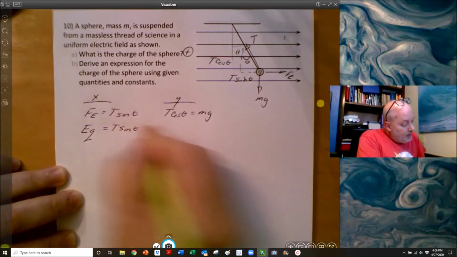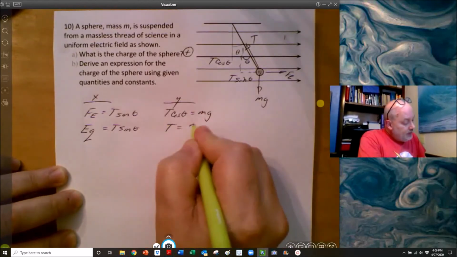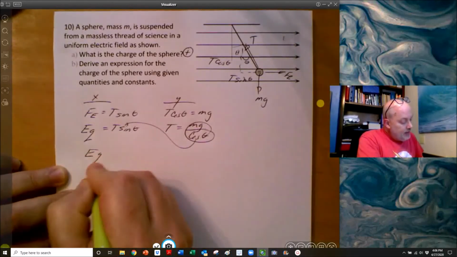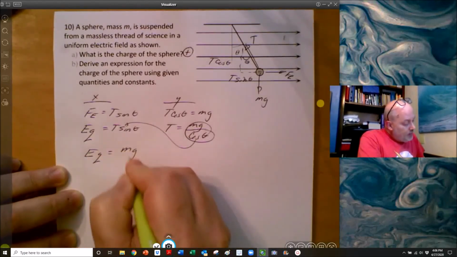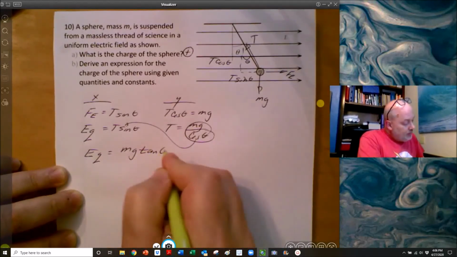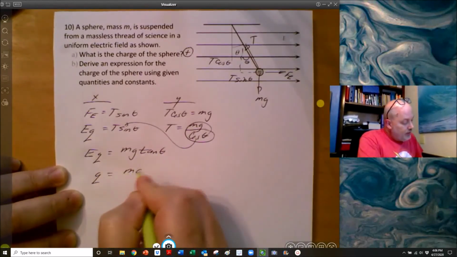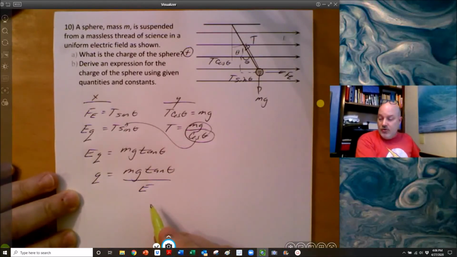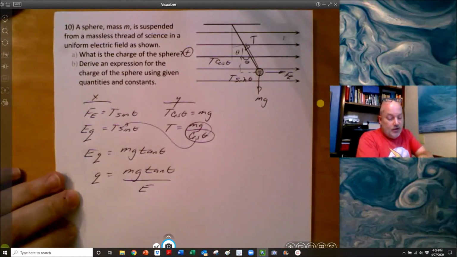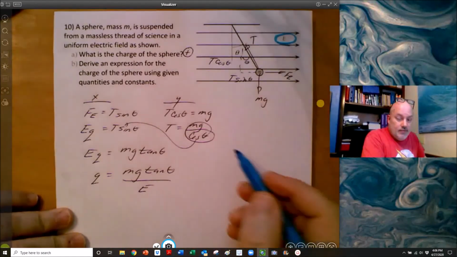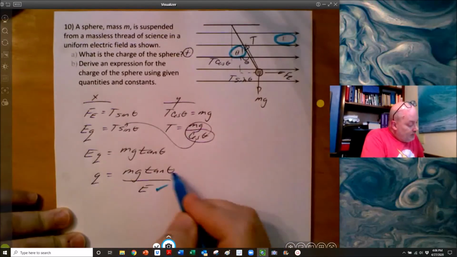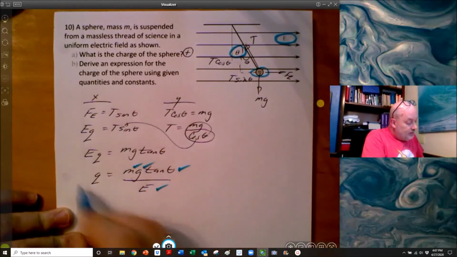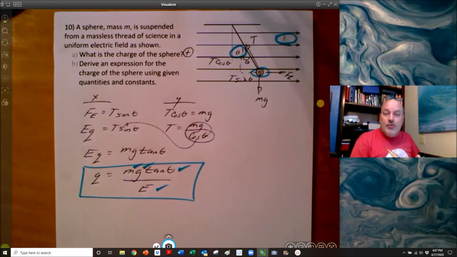T sine theta, I'm going to solve this for T. That's mg over cosine theta. Take that, plug it in, and I get EQ equals mg tangent theta, and so my charge will be mg tangent theta over E. Let's make sure that's correct and that it's all of the things that are given. Let's see, E is given, check, theta is given, check, m is given, check, and g is a constant, so we are good to go.